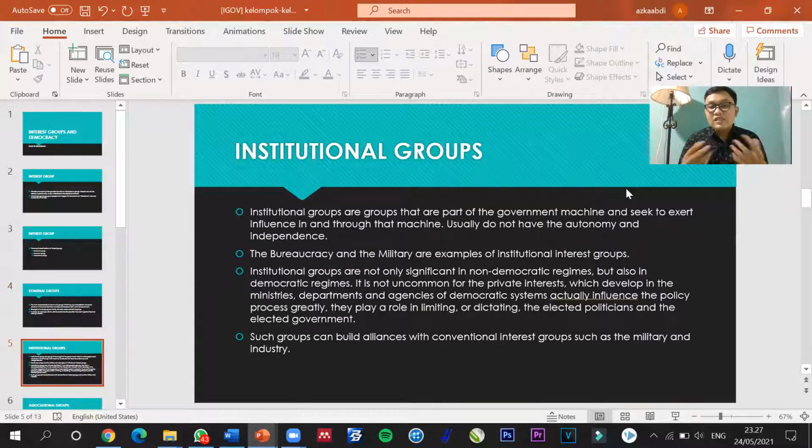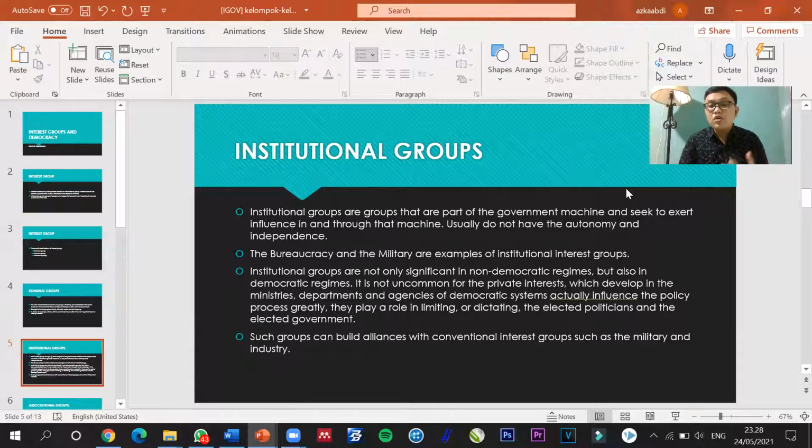Institutional groups are groups that are part of the government machine and seek to exert influence in and through the machine. They usually do not have autonomy and independence. The bureaucracy and the military are examples of institutional interest groups.